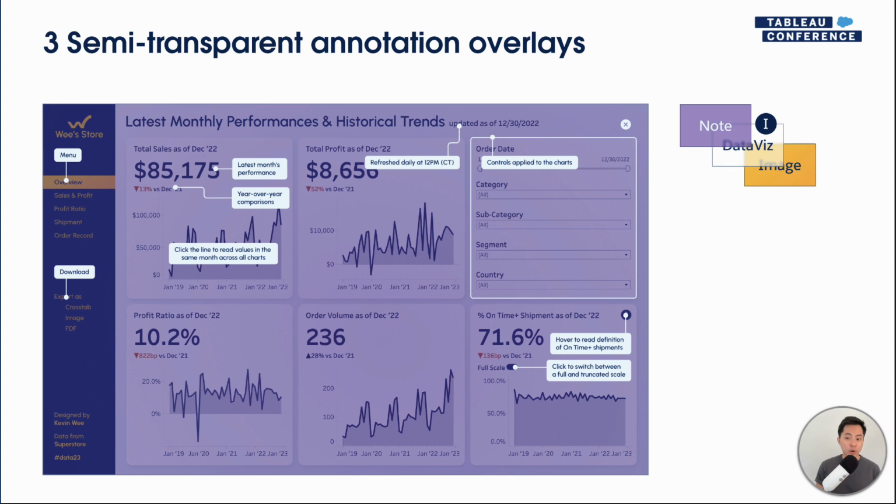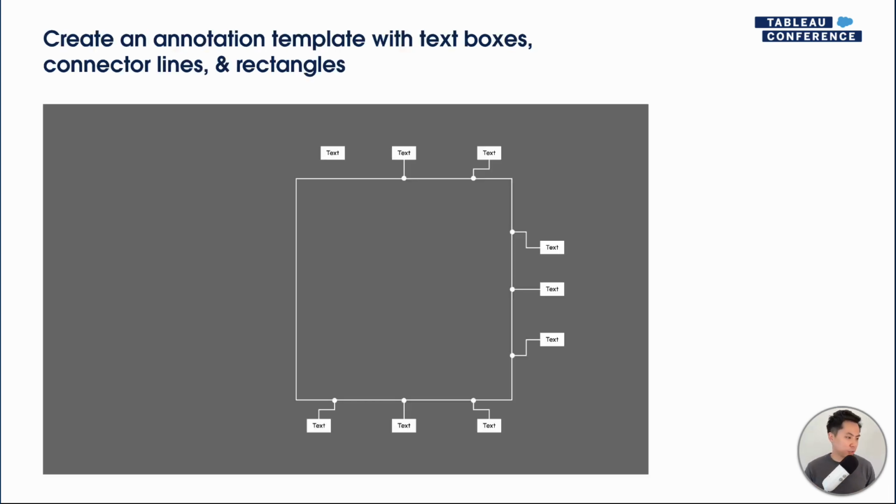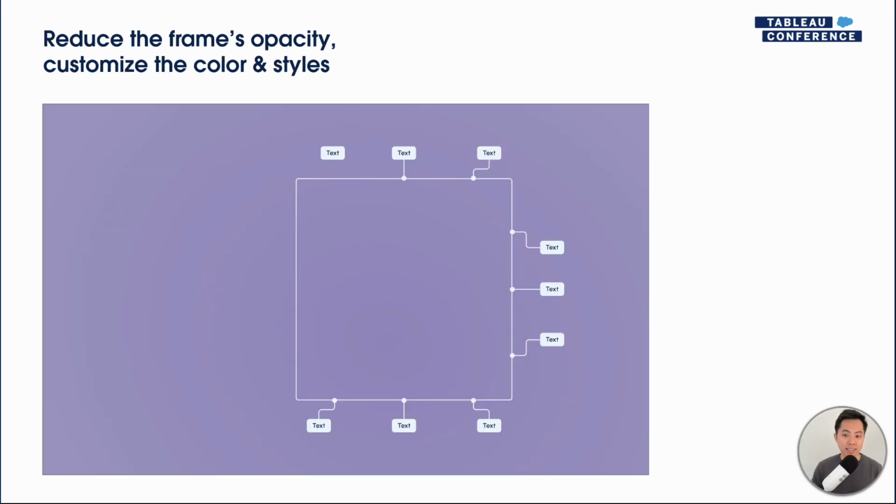It looks like there's a lot going on on the screen, but actually the creation process is very similar to the background image. You go back to the graphic design tool at your disposal, then you create a grayscale template that basically has text boxes, rectangles, and connector lines. Then you change the color of the template and the font of the text based on your company's branding guide, like this. Most importantly, you need to reduce the opacity of the outer frame, which is the purple rectangle part. Doing so, later when you overlay it above the dashboard, you will be able to see the details underneath.